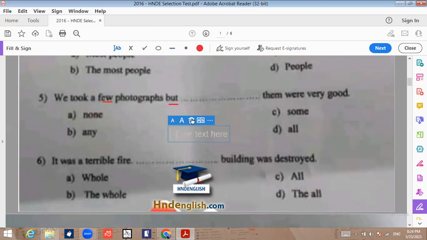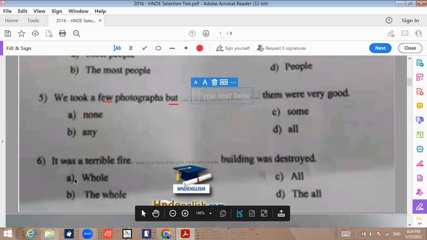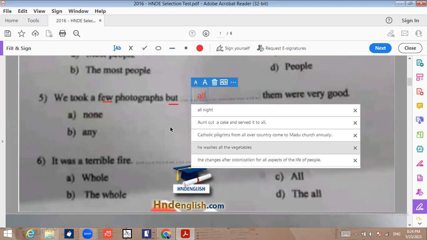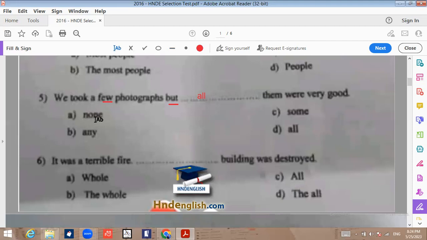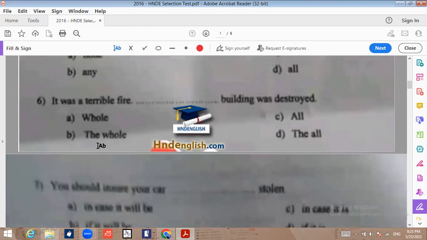Right? So now tell me what is the answer? All. Very good. All of them were very good. So why we choose this answer? Because of the keyword. What is the keyword? A few. Very good. A few. But all of them were very good. Right? Okay. So let's look at the next.